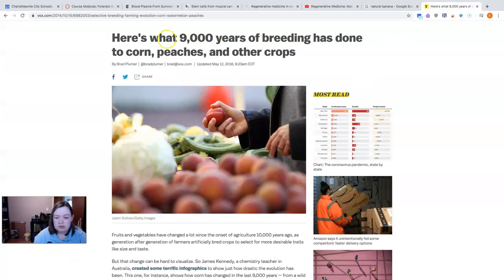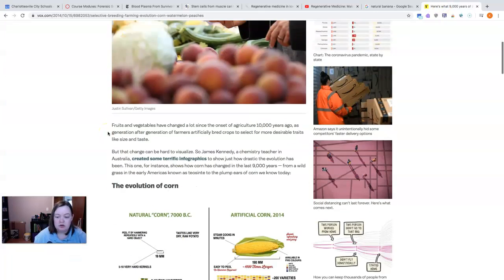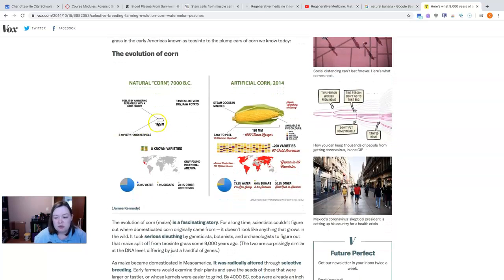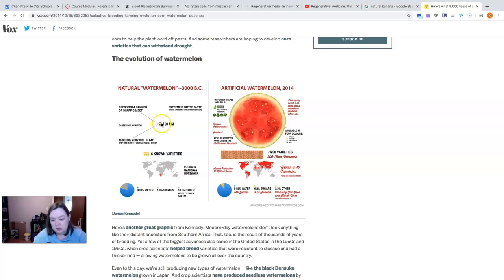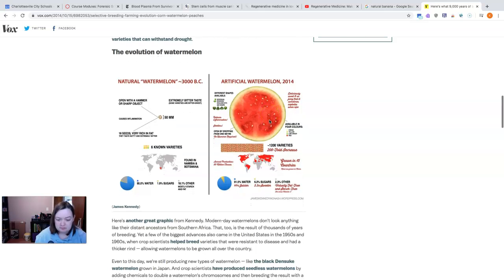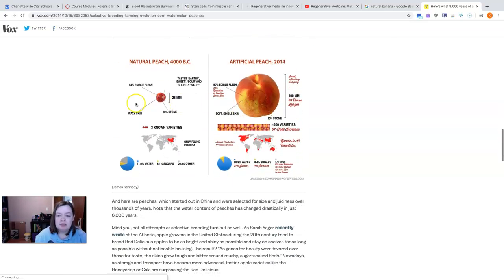And if you look over here, it says what 9,000 years of breeding has done to different crops. These are size comparisons. So natural corn used to be very, very small, but now we've bred it selectively such that it's much larger, more ripe. I mean, the difference is drastic. Same thing with watermelon. The size of this watermelon compared to the watermelons we see today, that is a crazy comparison. If you go on down, the same with peaches. Almost anything you buy in the store. I mean, this was 4000 BC, of course, but look how much it's changed over the years through selective breeding and genetic modification.